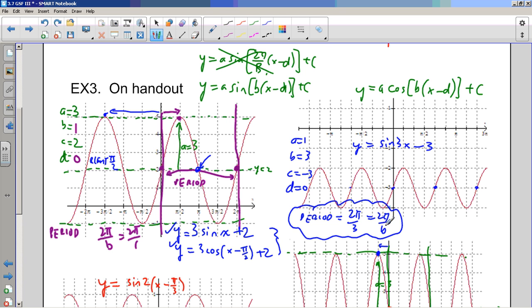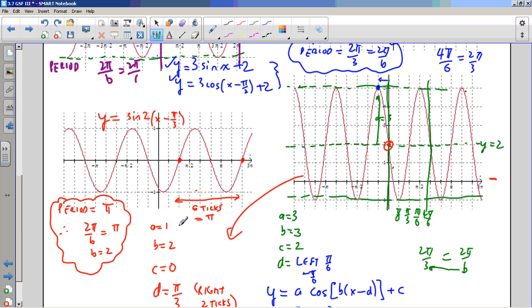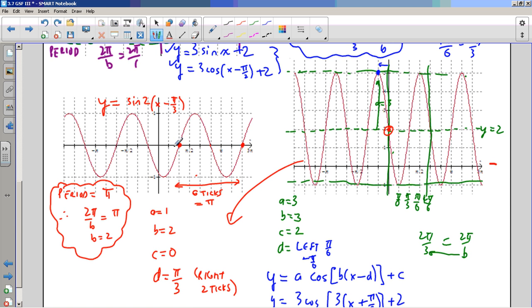The period calculation is maybe the hardest, and remember, we just look for how many ticks it takes to start repeating itself and then figure out what b is, right? Well, the period, 2 pi over 6, is 4 ticks. 4 pi over 6, a tick is pi over 6, and that's 2 pi over 3. That's how long it takes to start repeating itself, and then there's the function. This one down here, again, the period, a little harder to see, but it's 6 ticks. 6 ticks is 6 pi over 6, or just pi, and then a little period calculation gives me that b is 2, the amplitude is 1, the phase shift is a couple of ticks.